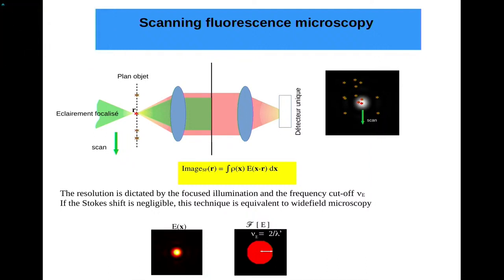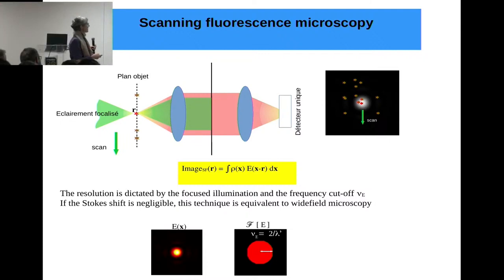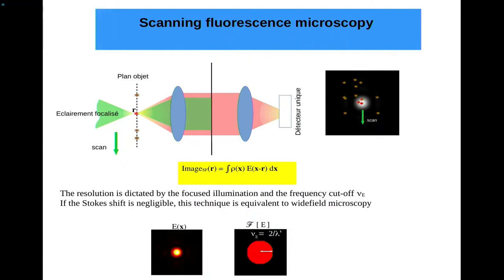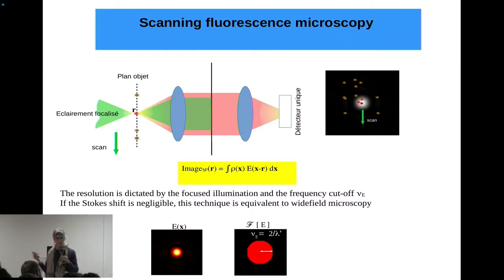scanning microscope where you have a unique detector, and the only thing that you've learned here is that you will have a resolution that is dictated by the width of the illuminating spot, the focus beam, which is something you had understood right away. And if the Stokes shift is negligible, if lambda is equal to lambda prime, the scanning fluorescence microscope is exactly equivalent to a wide field fluorescence microscope. Okay? So it's a nice way to understand also the wide field fluorescence microscope. Okay, it's a unique detector.